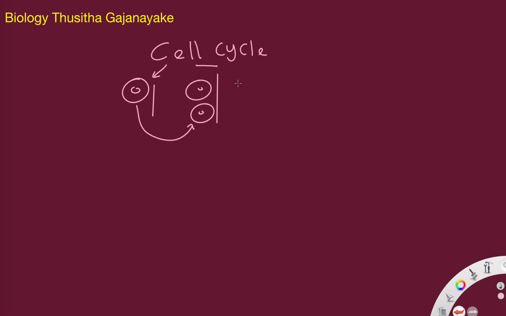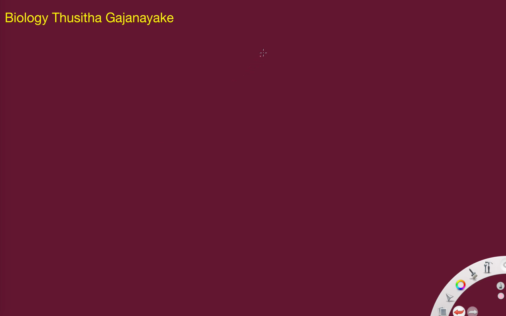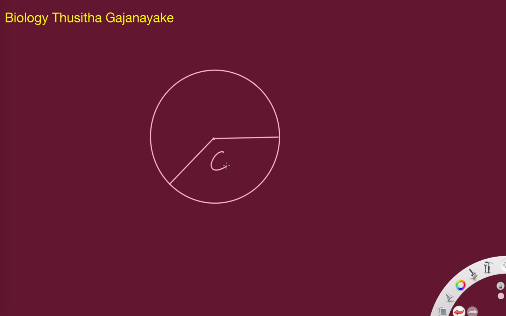To make it easy to learn, we divide the cell cycle into several stages. Precisely, we call these stages phases. So let's look at what the phases of the cell cycle are. I try to draw a cycle, and here is the center. So this part is named the G1 phase, and this one is named the S phase, and this one is the G2 phase.